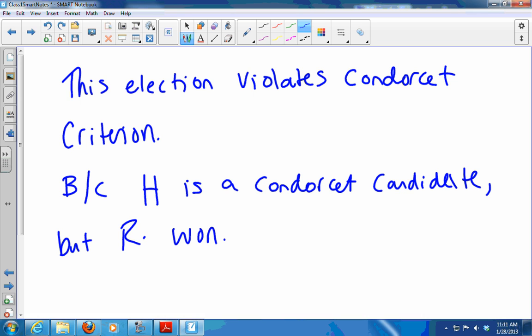Rose Bowl did not have a majority. They had the most. So this is a disadvantage of the plurality method, that it's possible to have a Condorcet candidate lose.